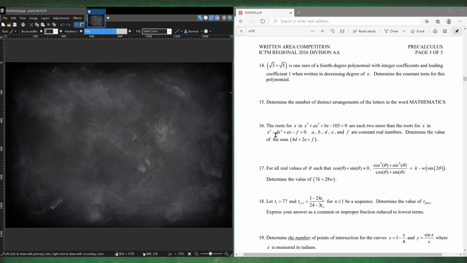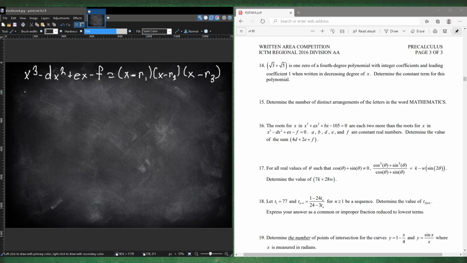So we know that for x cubed minus dx squared plus ex minus f, we're finding d, e, f. If we write it in root form, it is x minus r1, the first root, times x minus the second root, r2, times x minus the third root, r3. So we can write it in this form.